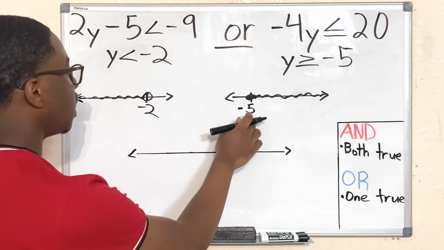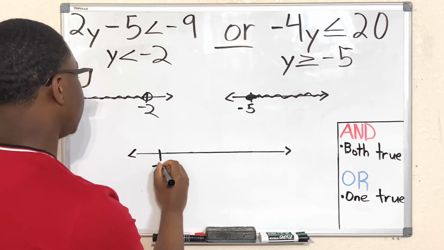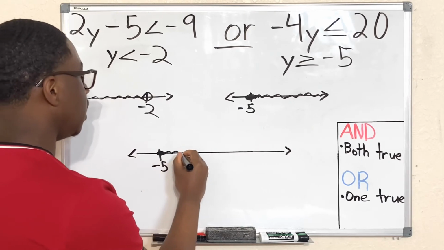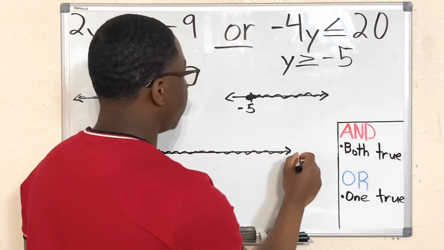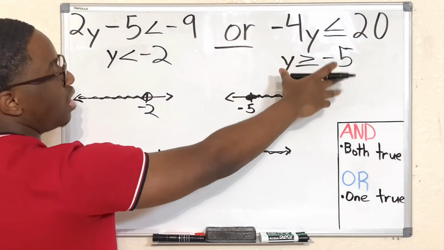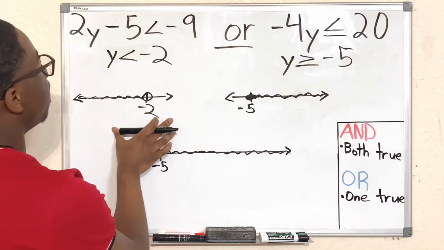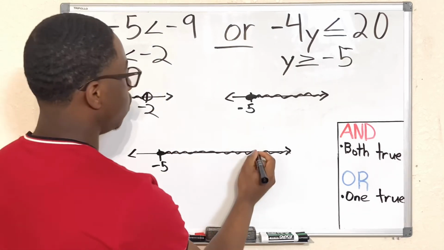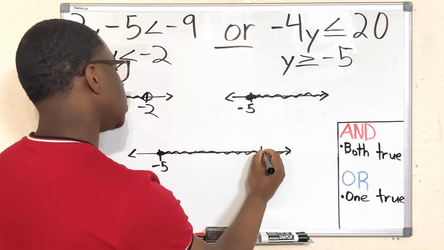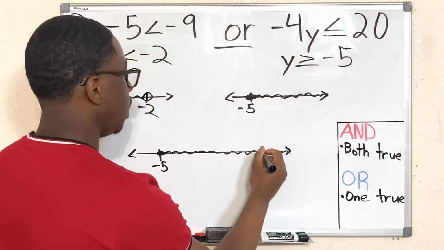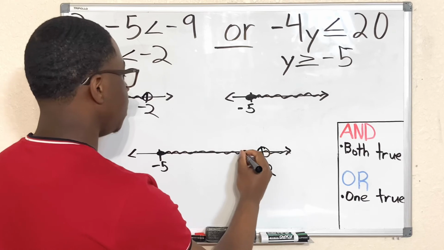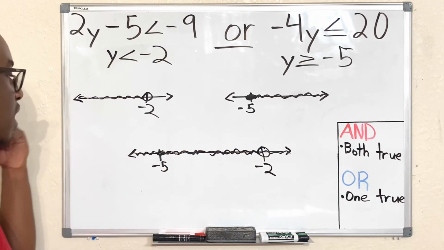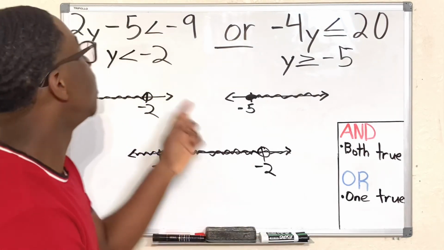So we combine them by placing them on this graph. All right, so we have our -5 right here. Remember, a closed circle, and everything to the right of it, all the way to infinity, is going to satisfy this inequality. Now here we have -2, open circle, because it's less than, right? Not greater than or less than or equal to. So we have our -2 all the way here, open circle, and everything to the left of it, all the way to -infinity, is going to satisfy this inequality.